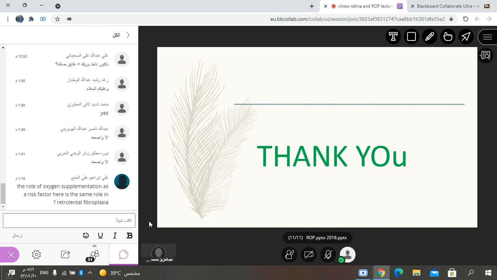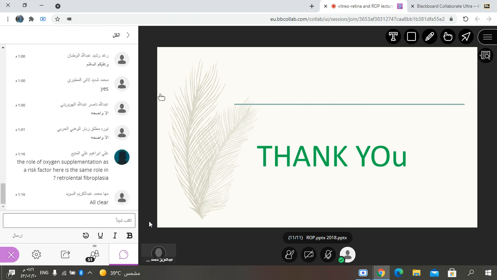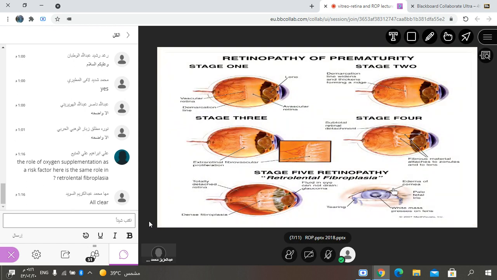Is the role of oxygen supplement as a risk factor here the same role in, what is it, retrolental fibroplasia? No, retrolental fibroplasia is the end result of stage 5. Retro means behind, lental means lens. Fibroplasia, this is the old nomenclature of this end-stage ROP actually. End-stage ROP, one moment. This one.